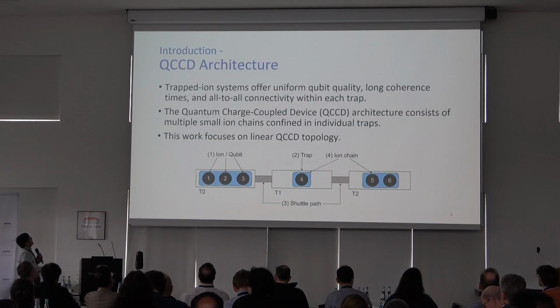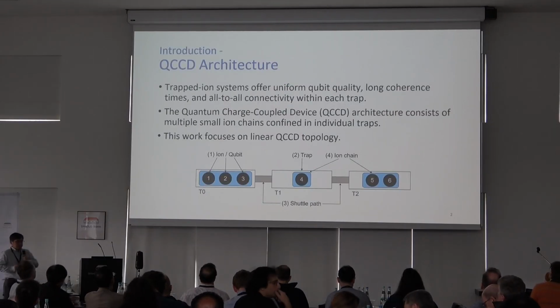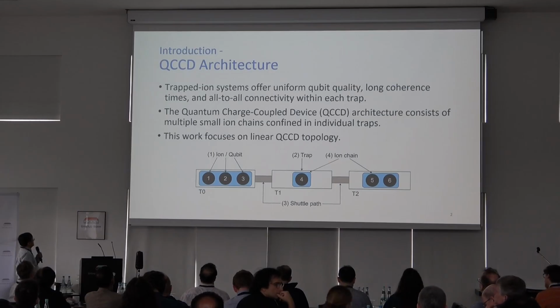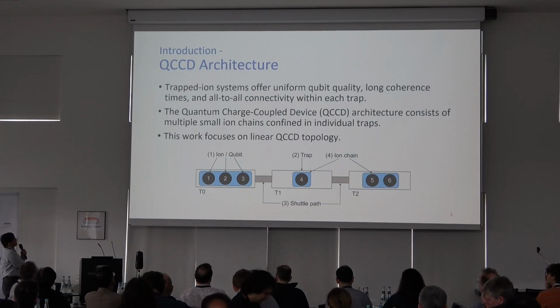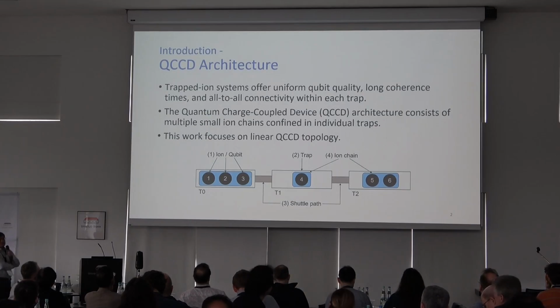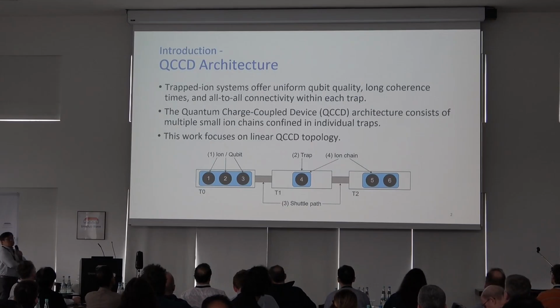Okay, first let me give you some introduction to QCCD architecture. Trapped ion systems offer uniform qubit quality, long coherence times, and all-to-all connectivity within a trap. The QCCD architecture consists of multiple traps connected together. And in this work, we focus on QCCD devices in linear topology.